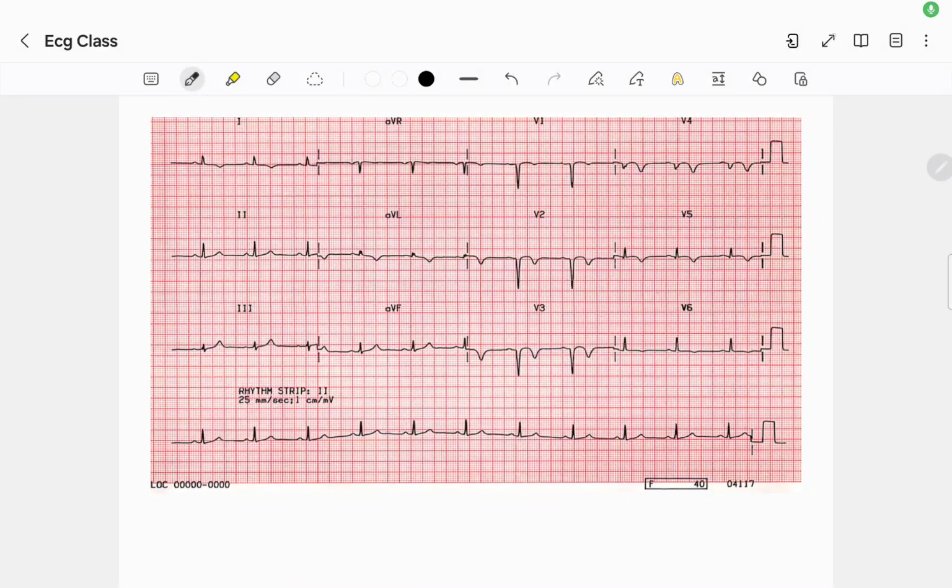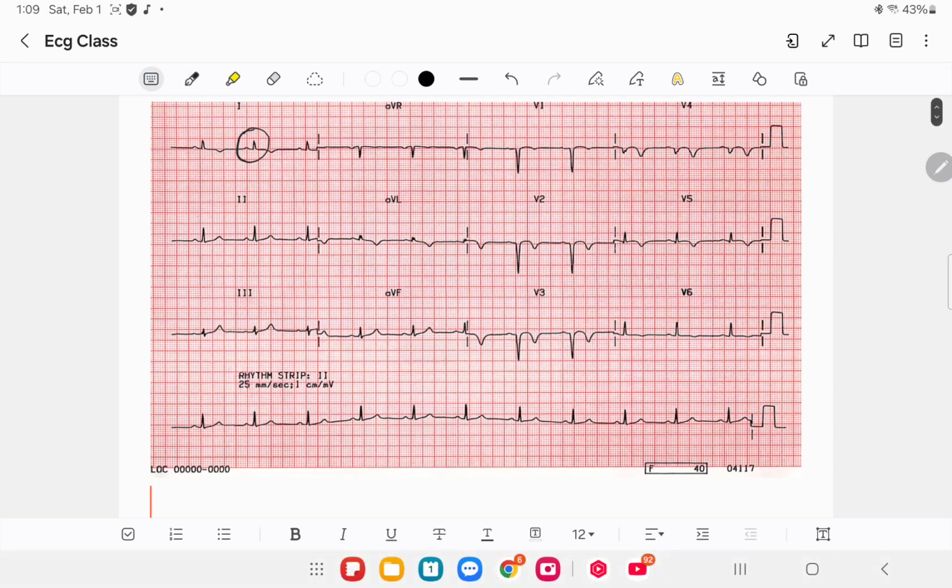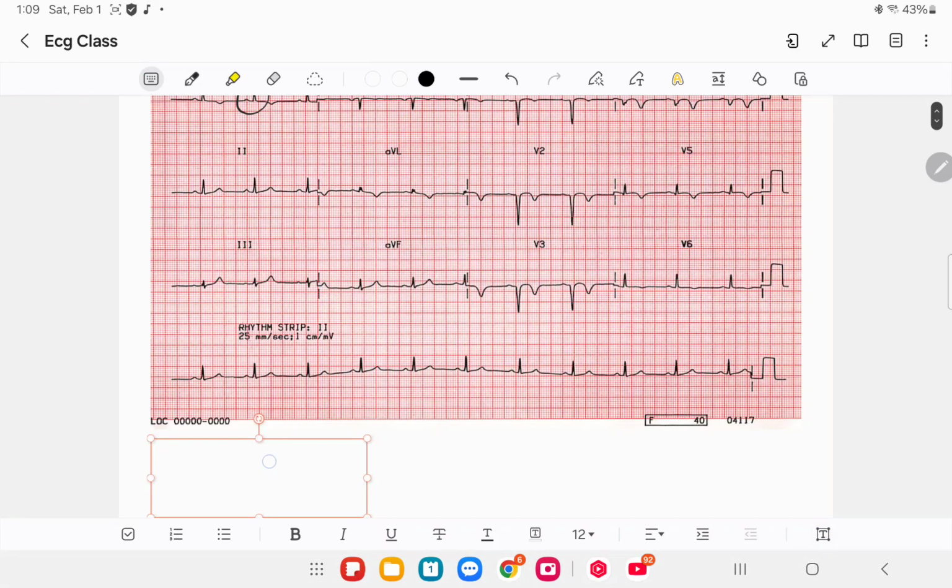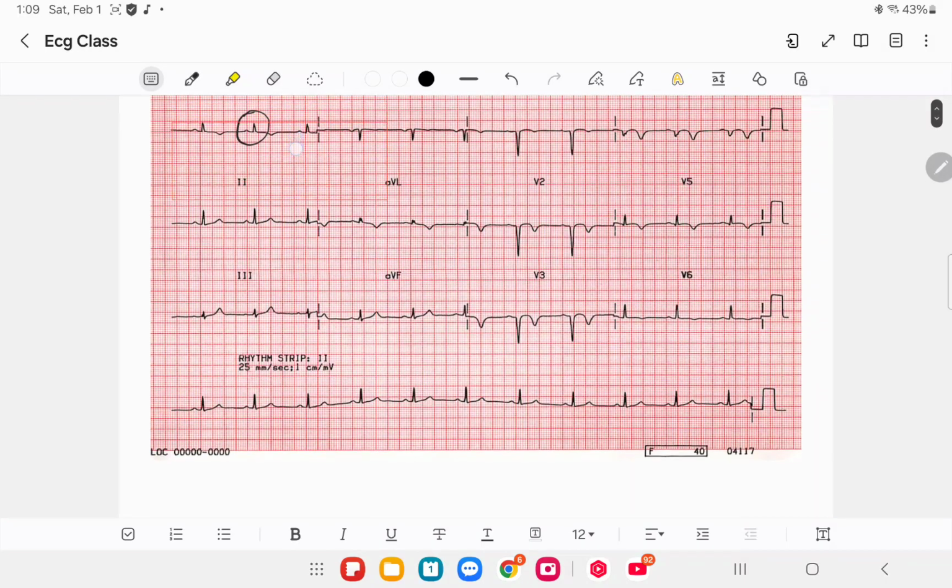So let's work out some examples of ECG axis together. Okay, so example number 1. Let's look at lead 1. It's predominantly positive, so that's a thumbs up. So let's put a thumbs up right there.